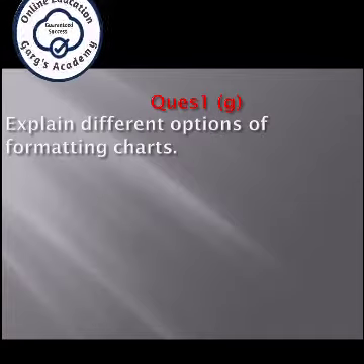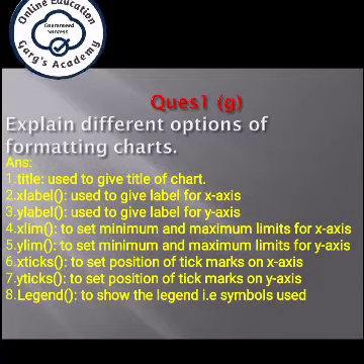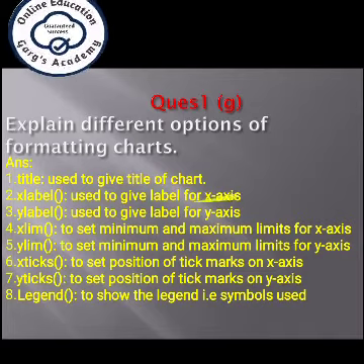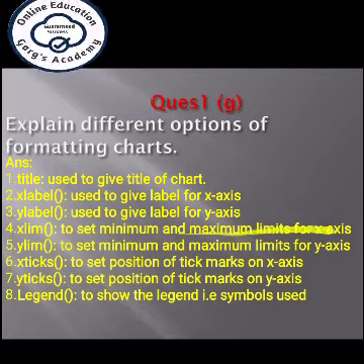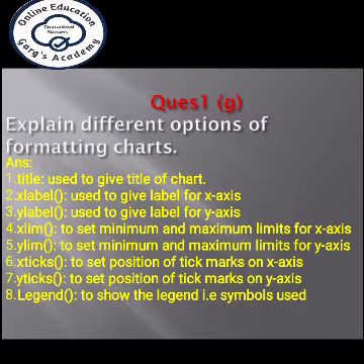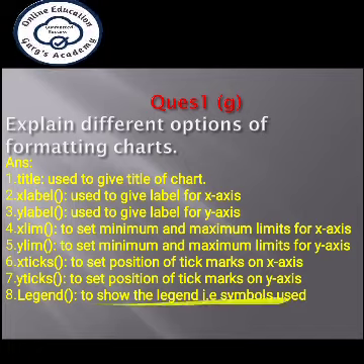Explain different options of formatting chart. Students, there are various options of formatting charts. So let's start one by one. First one is title, which is used to give the title of the chart. Second one is xlabel, which is used to give label for X axis. Then ylabel to give label for Y axis. xlim to set the minimum and maximum limits for X axis. ylim to set the minimum and maximum limits for Y axis. xticks to set the position of tick marks on X axis. yticks to set position of tick marks on Y axis. Legend to show the legend, that is symbols used.